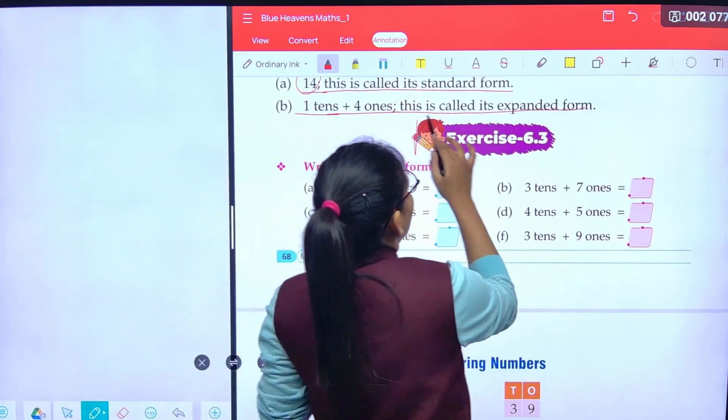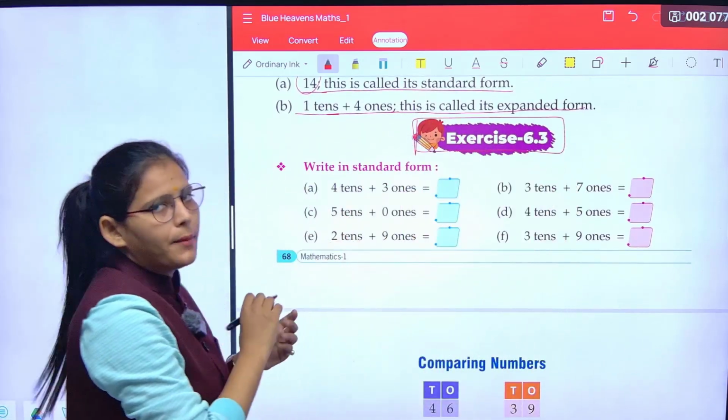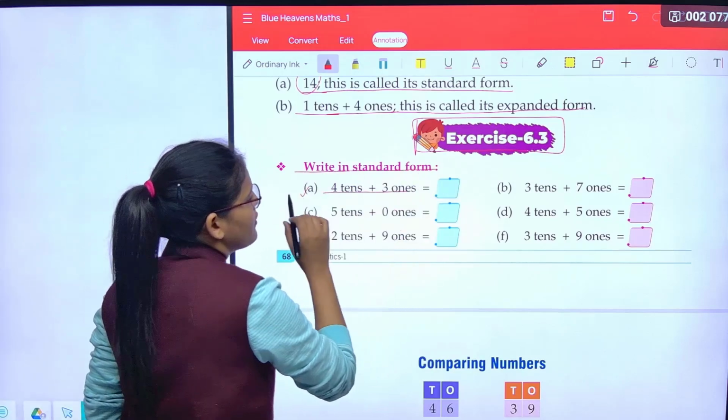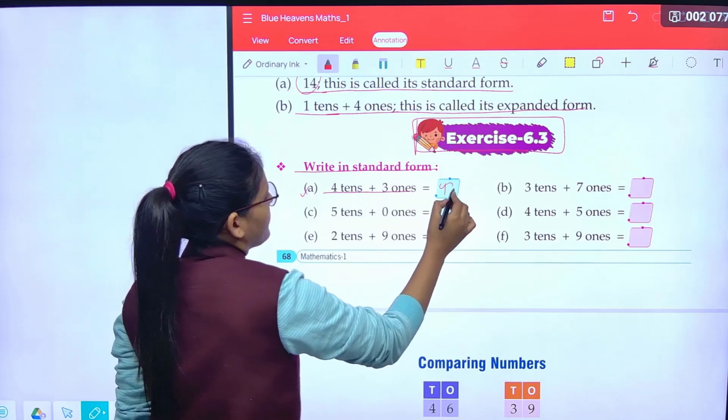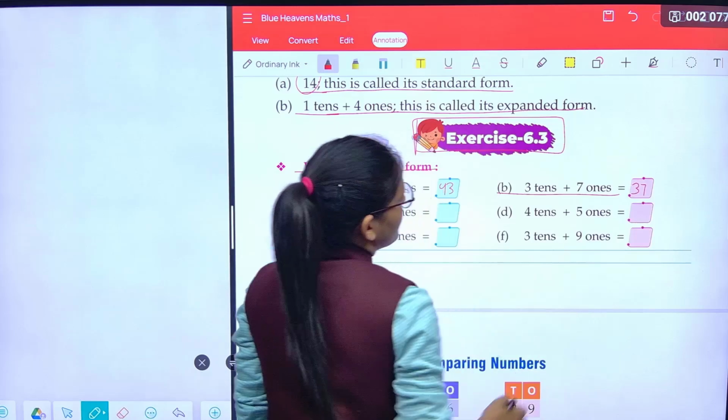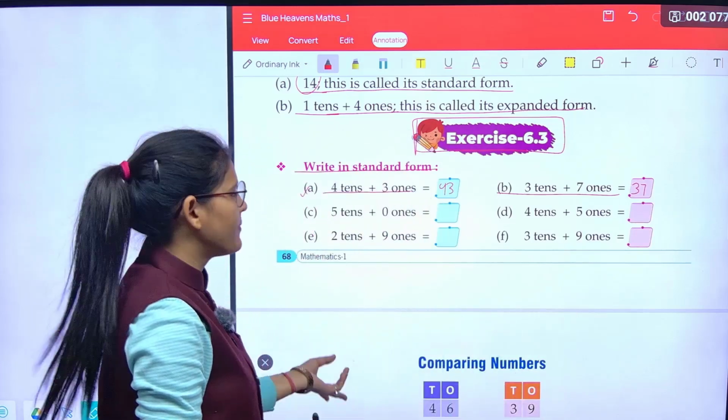Now class, come on exercise 6.3. Now write in standard form. 4 tens 3 ones, 43. 3 tens 7 ones, 37. Rest of the parts do yourself, class.